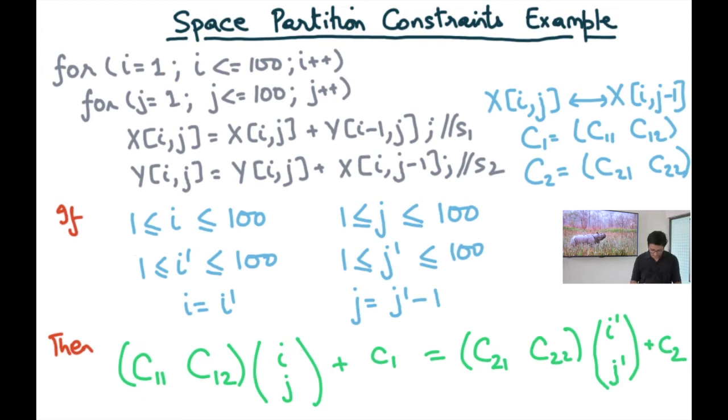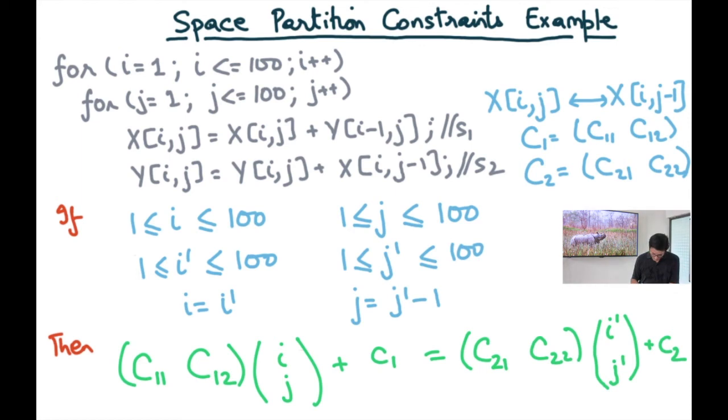So my constraint is that if all these conditions are true for all such values of i, i prime, j and j prime, whenever this condition is true, it must be true that C11, C12 multiplied with i, j plus small c1 equals C21, C22 multiplied by i prime, j prime plus small c2. So whenever this is true for all possible values of i, j, i prime, j prime, I need to solve this equation. Once again, I'm not going to discuss the algorithm to solve it, but I'm going to propose some potential solutions and get a sense of the nature of this problem.